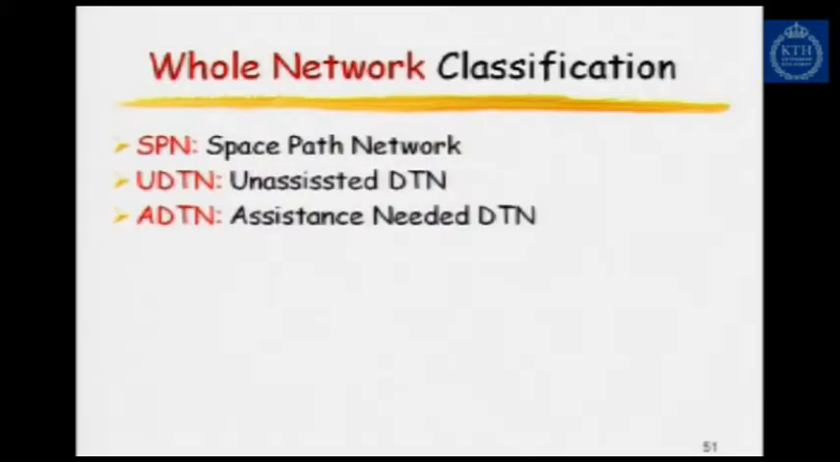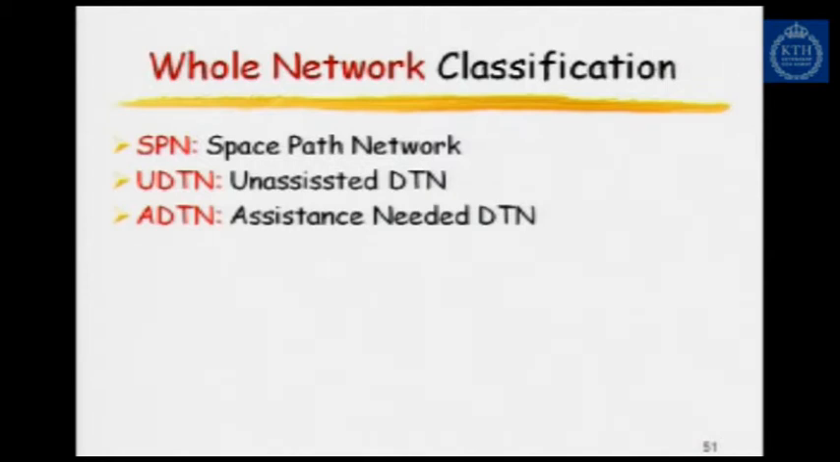Okay, so now you can take this node pair classification, and the formalism allows you to talk about networks as a whole. We've used this terminology for the network as a whole: a space path network is a network that's always well connected, where all node pairs are well connected. An unassisted DTN, a terminology that comes from earlier work, is a network that has space-time paths between all node pairs. It's not connected instantaneously, but over time it is, and the journeys are short enough to qualify.